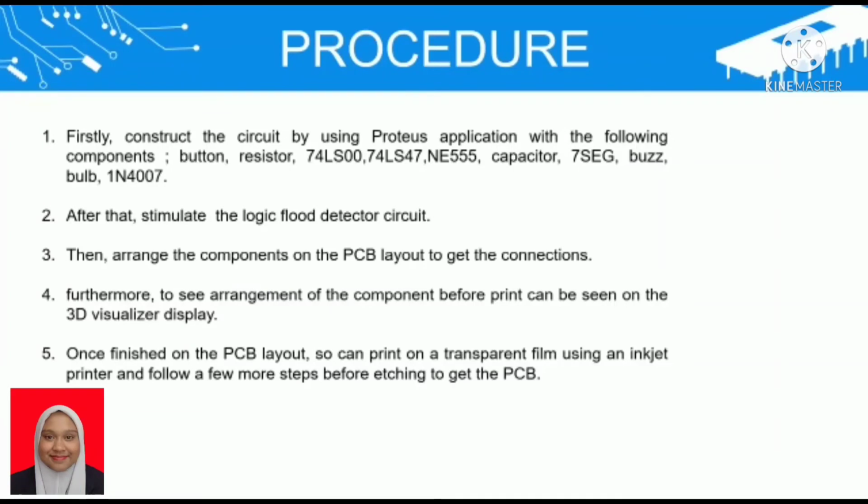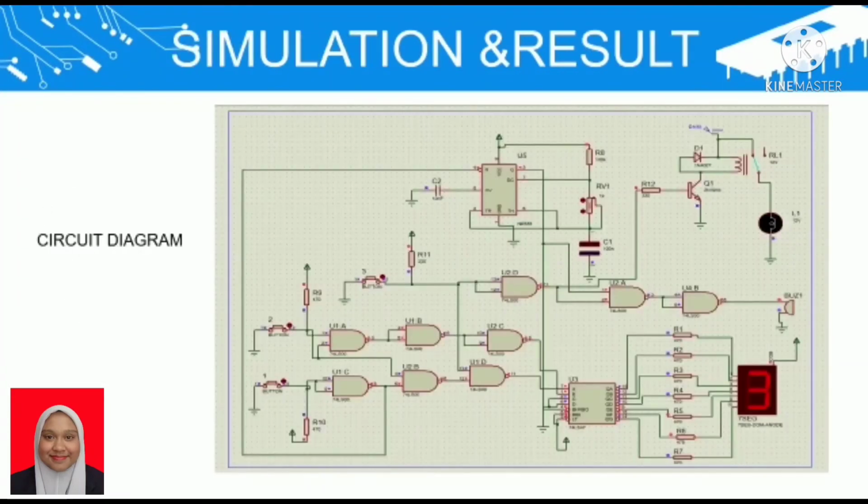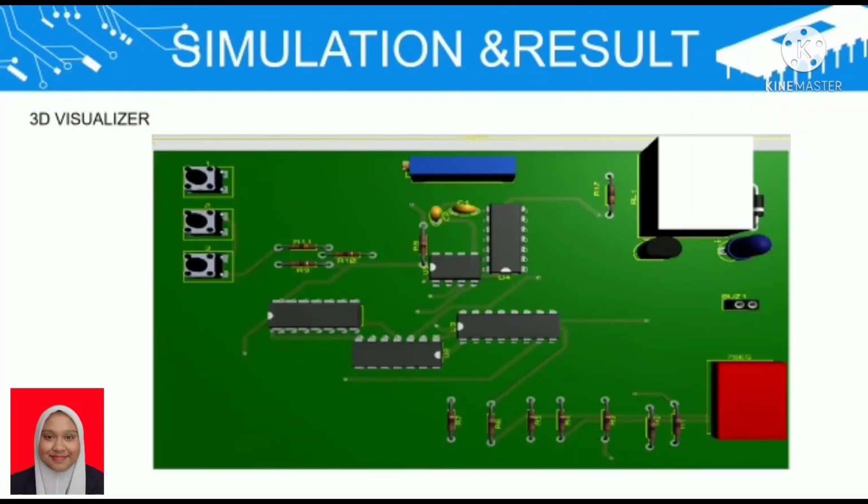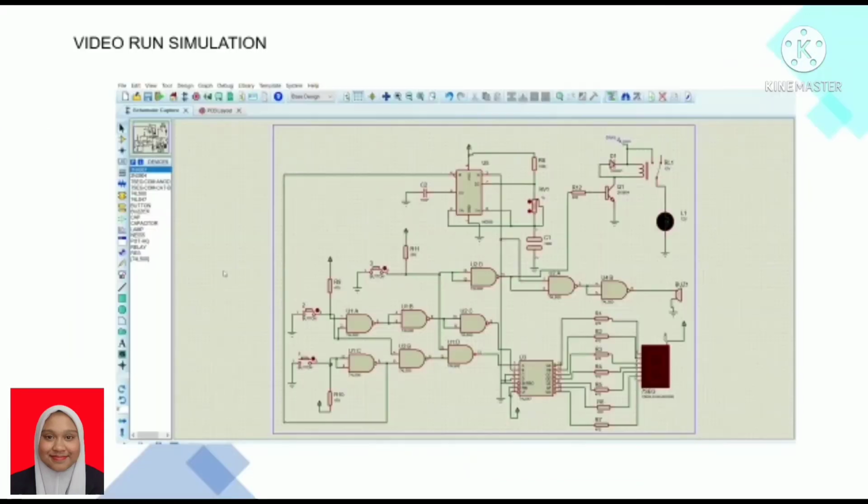Once finished with the PCB layout, we can print on a transparent film using an inkjet printer and follow a few more steps before etching to get the PCB. This is the circuit diagram that we constructed. This is the PCB layout that we got, and this is the 3D visualizer. This is a video of the run simulation that we can explain on the application slide. Thank you.